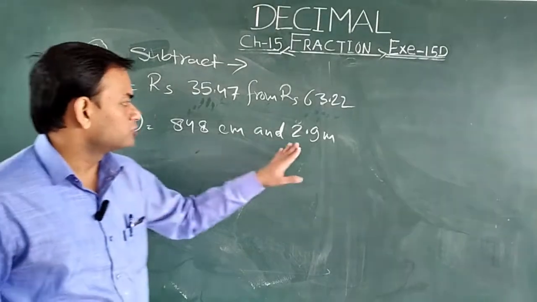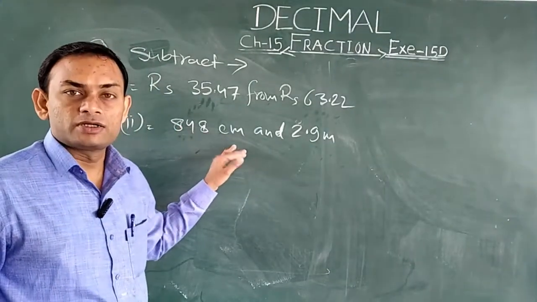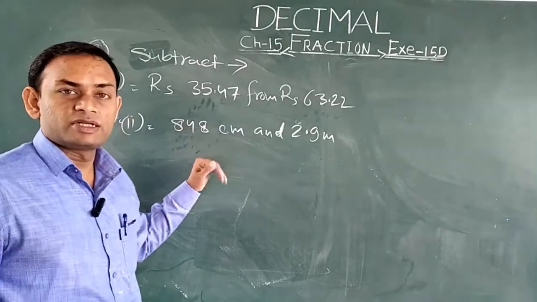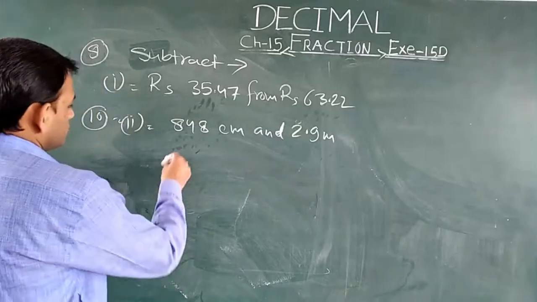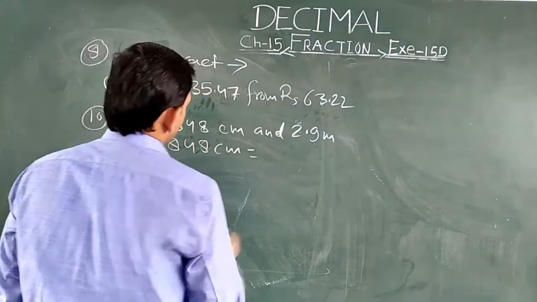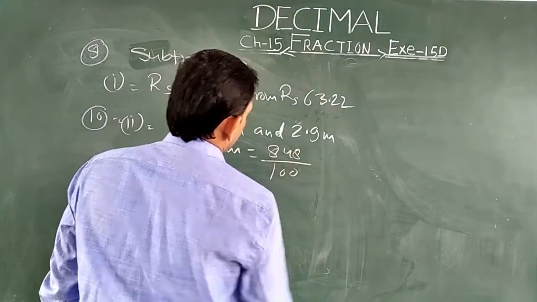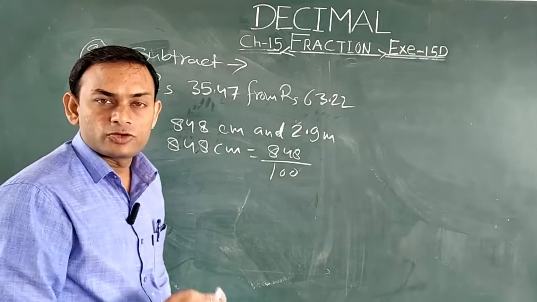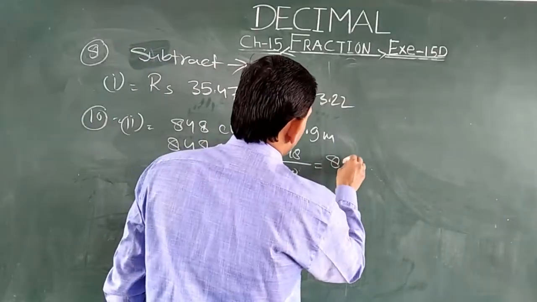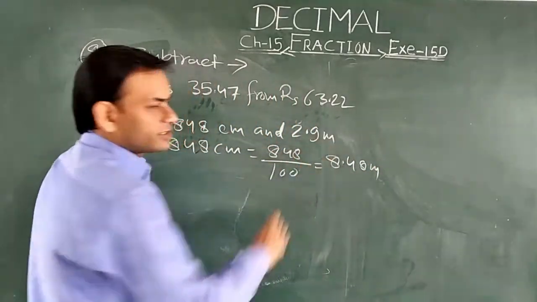As you can see here, 2.9 is in meter, but 848 is in centimeter. So first of all, we will change 848 centimeter into meter, and you know how to change. 848 centimeter is equal to 848 divided by 100. We are changing to a higher unit, so we will divide by 100 and it will be 8.48 meter. Okay, now both are in meter.